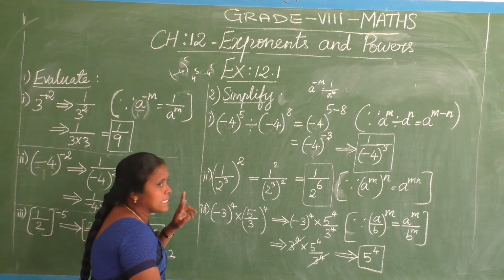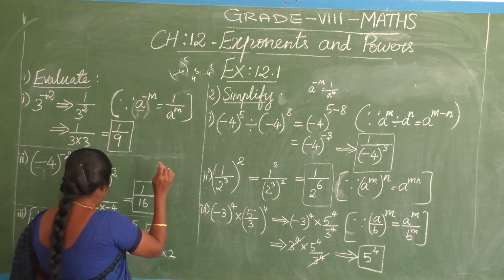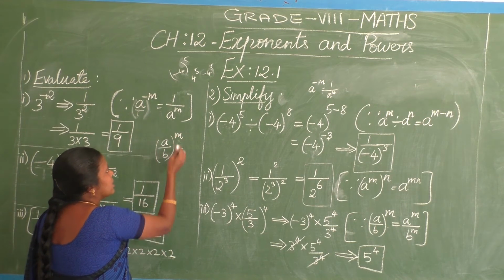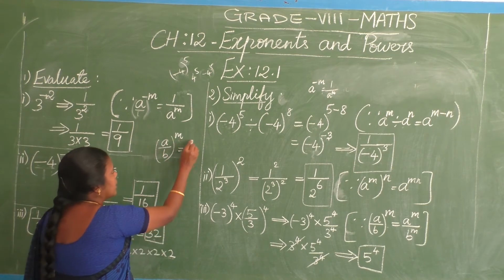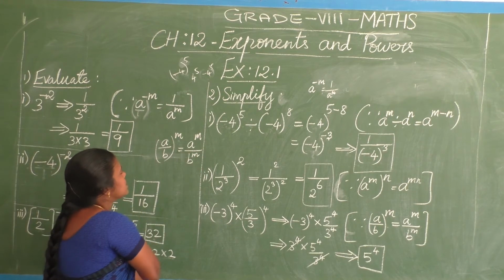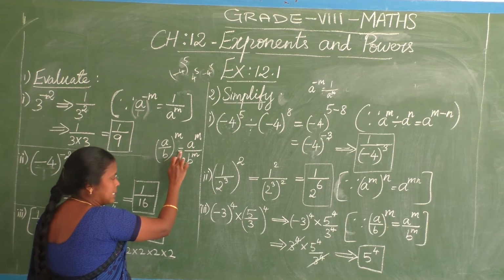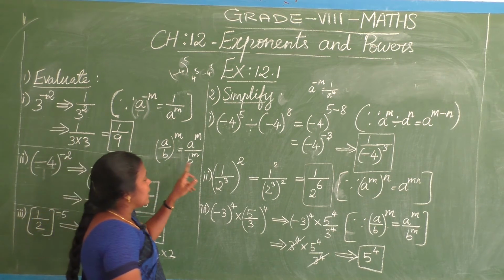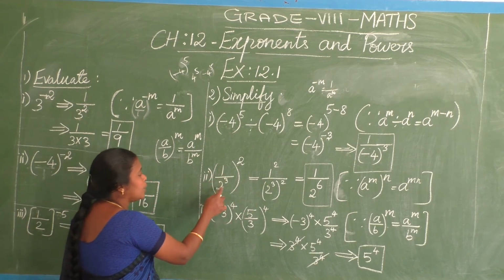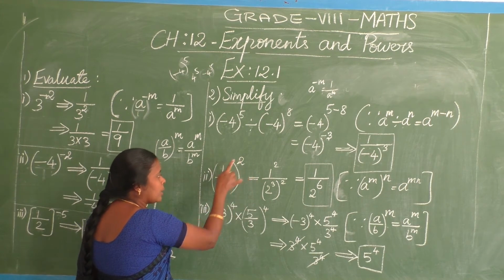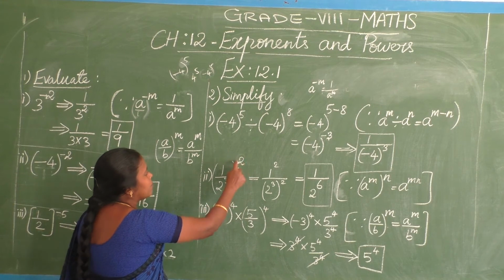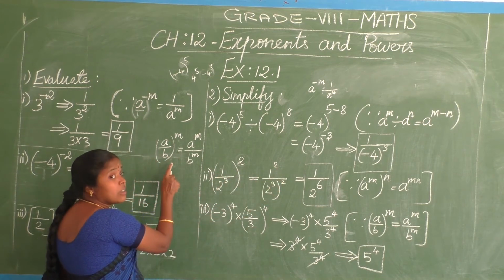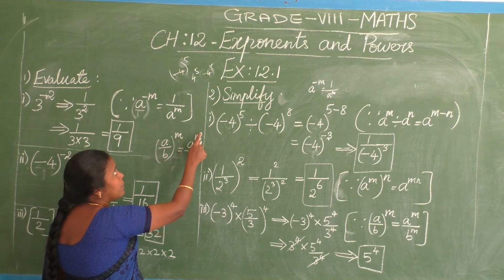We have seen the fifth law. What law have we seen? I explained it just now. A by B the whole power M. In division, when the power is common, that power can be taken for numerator and denominator separately: A power M divided by B power M. This is the meaning of this law. A by B the whole power M is equal to A power M divided by B power M. Using this law, I have written this step in this way. 1 by 2 cube the whole square is equal to 1 square by 2 cube the whole square. The common power here is 2, which I have taken individually for numerator and denominator separately. According to this law, a by b the whole power m is equal to a power m by b power m.